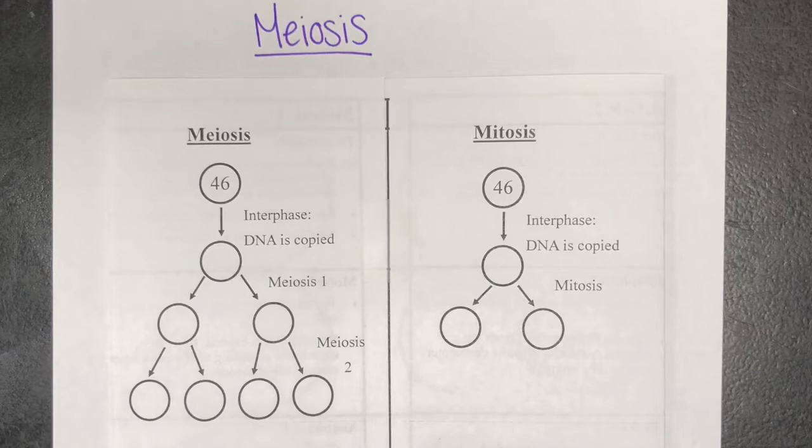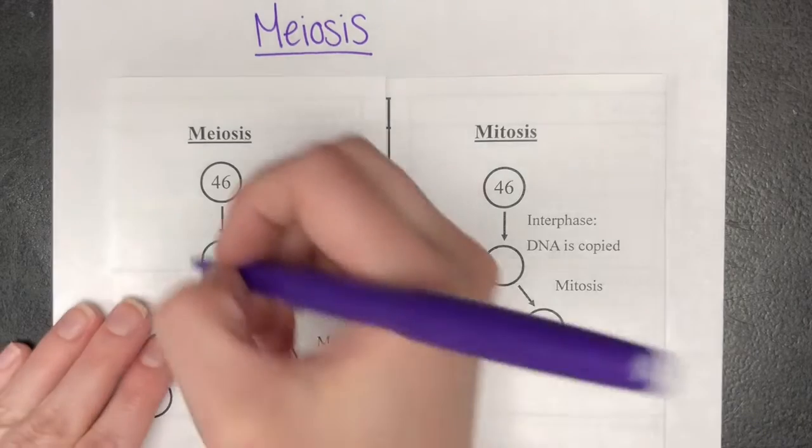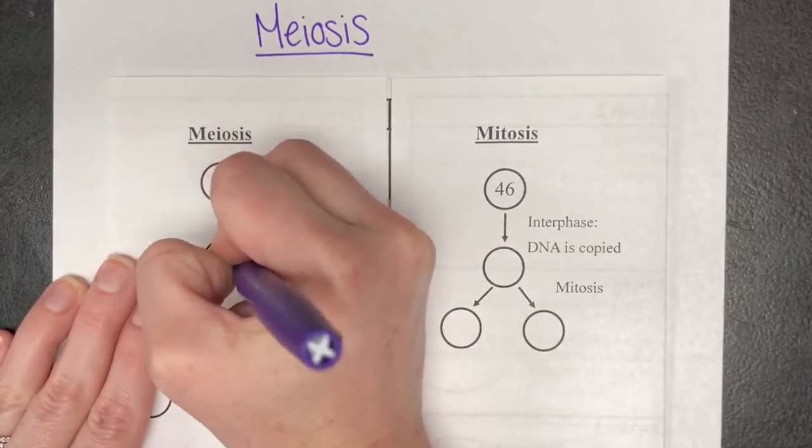All different species have all different numbers. Again, I'm just going to focus on humans right now. So in this original parent cell, we have 46 chromosomes or chromatids. During interphase, which occurs before both meiosis and mitosis, DNA is copied. So we go from 46 chromatids to 92 chromatids.